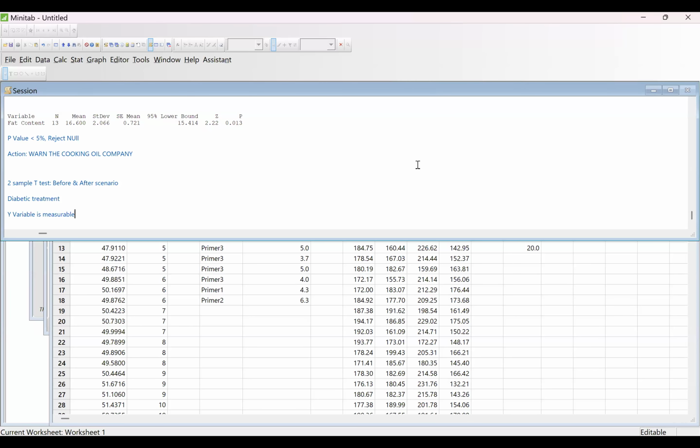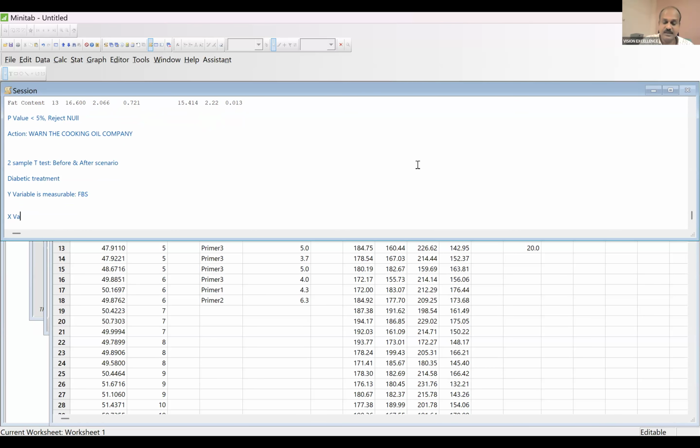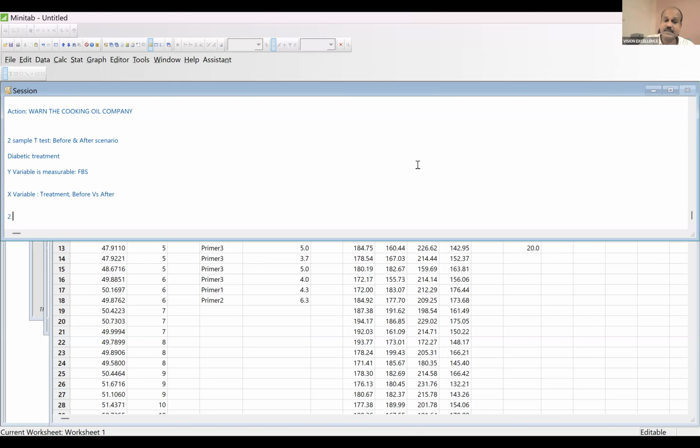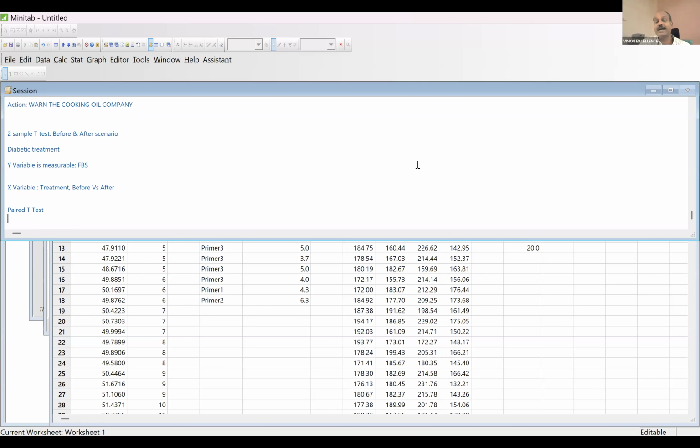All right. Now, diabetic condition is measurable. Y variable is measurable, for example, fasting blood sugar. X variable is the treatment. What is that we want to study? Before versus after study. Now, in this condition, you have to perform a paired test. What is the test you should perform? Paired test. Are you with me, all of you?